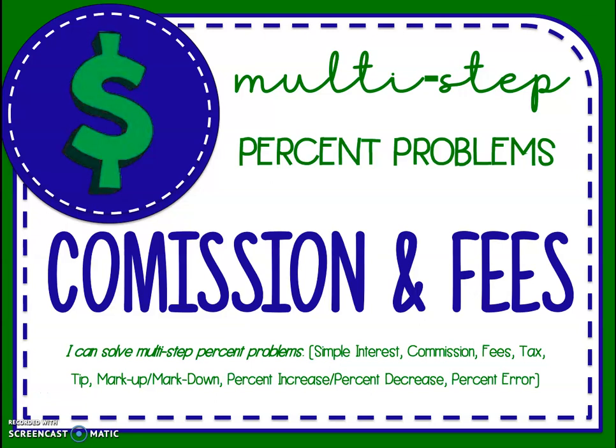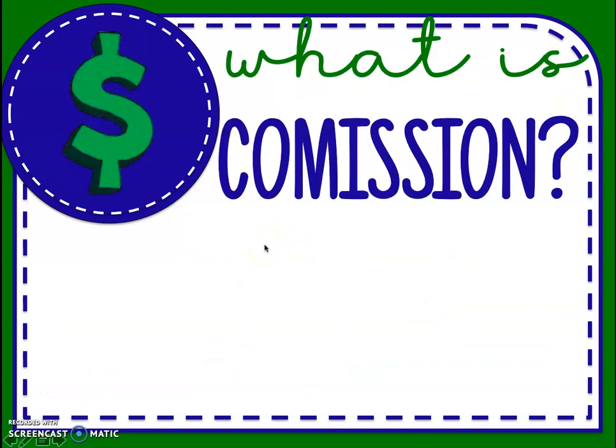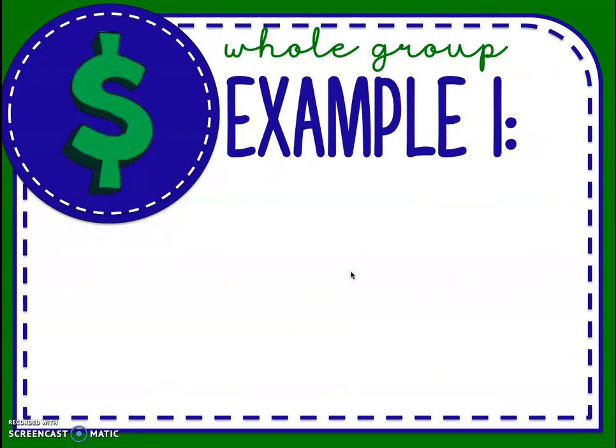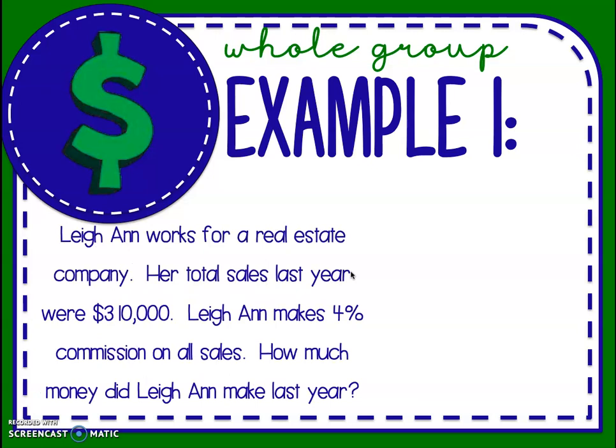Alright guys, so today we started working our multi-step percent problems, and our focus was on commission and fees. A commission is simply a sum of money that is paid to employees upon the completion of a task. Usually the task is selling a certain amount of a good or a service, and commission is calculated by a percent of the amount of sales. Okay, so let's take a look at some examples together.